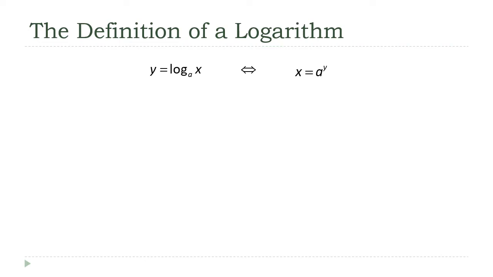So the way a logarithm is defined is we say y is equal to the log base a of x if and only if x is equal to a to the y power, right? In other words, these two equations are equivalent. If one of them is true, then the other one must be true. So let's see how this works, because the thing we really need to be able to do is take a logarithmic equation and rewrite it in the equivalent exponential version.